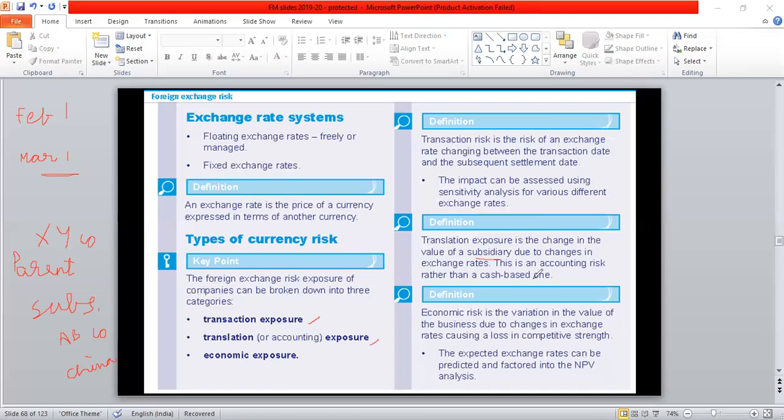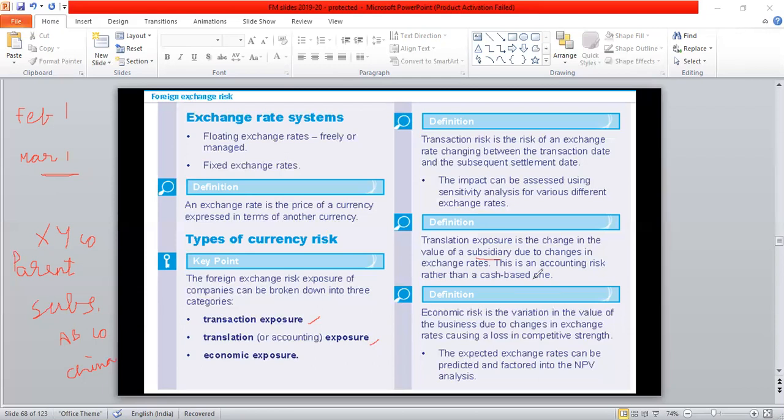Translation or accounting exposure. It is only in the books of account, but yet in the financial statements the income statement values would be higher or lower, or similarly the asset values can be presented higher or lower, liabilities also similarly. So we see that there is a variation, and when the variation arises, we call that a risk. This variation is on account of the financial statements of the subsidiary being translated to the parent company.